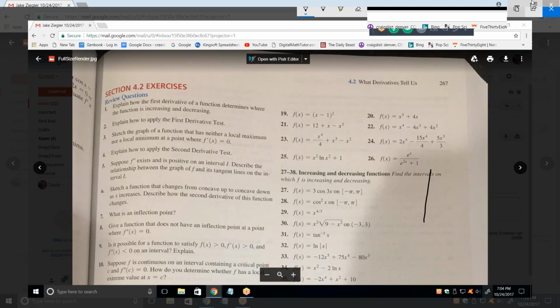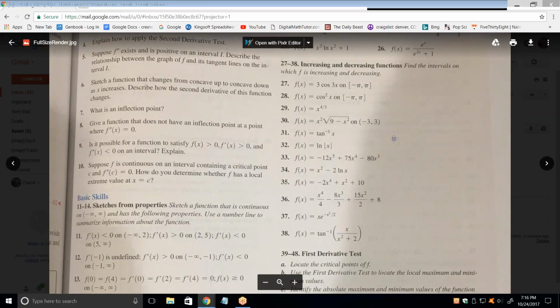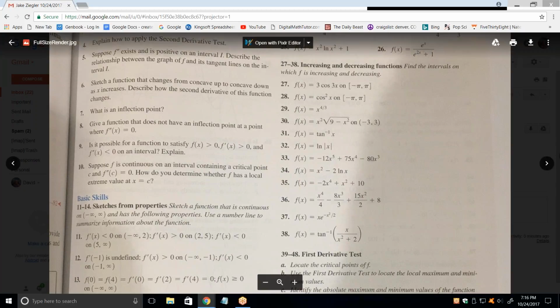I hate to spend our entire first session here on these word problems, but each one of them is important in its own way.